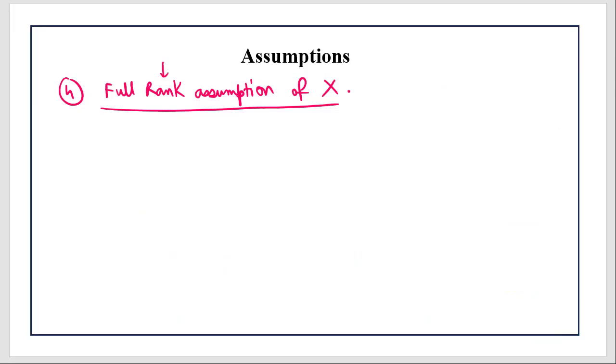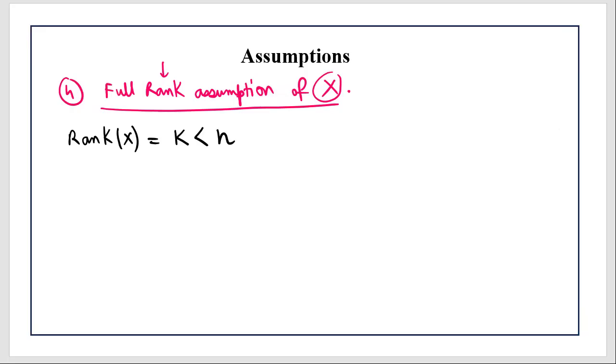Rank plays a very crucial role. Previously, we have said that X is a non-stochastic matrix. That is what we know, but it also has to be full rank. What do we mean by full rank? That can be written as: rank of this design matrix X has to be exactly equal to K, which has to be less than N.